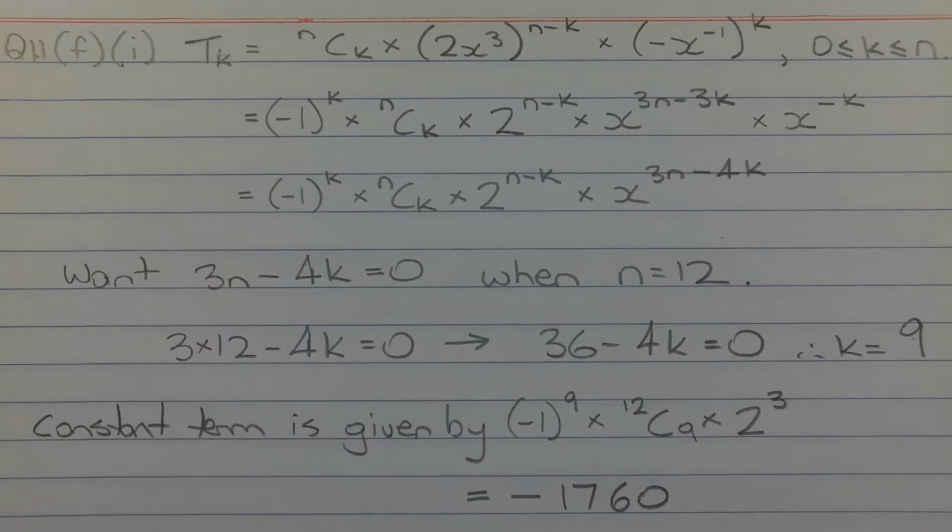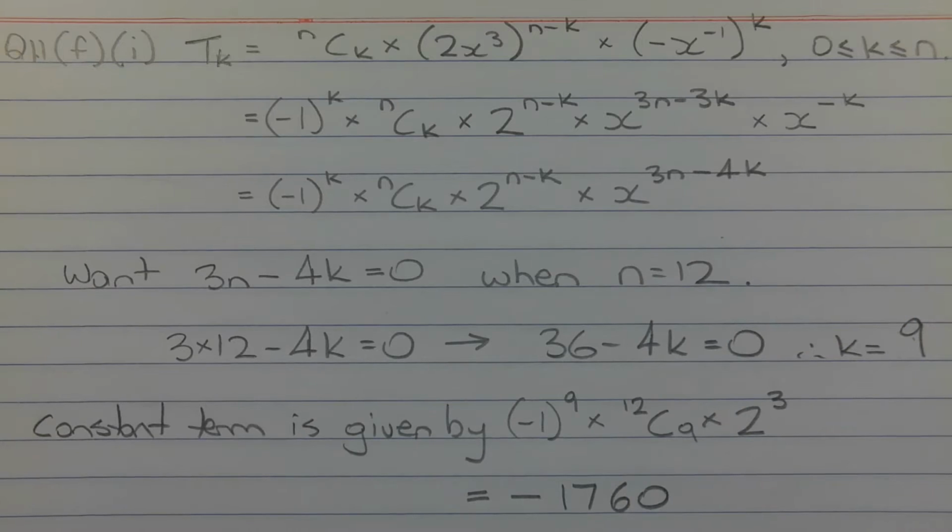Let tk be any particular term in this binomial expansion where k is an integer between 0 and n inclusive. So we get tk is equal to n choose k times (2x³)^(n−k) times (−x⁻¹)^k. And that equals (−1)^k times n choose k times 2^(n−k) times x^(3n−3k) times x^(−k).